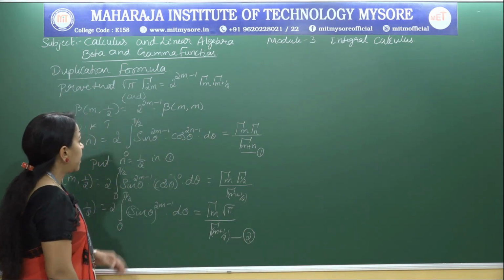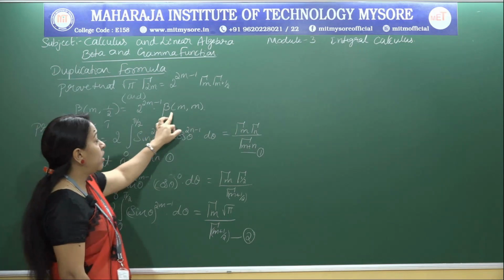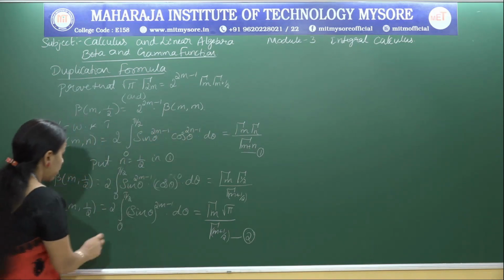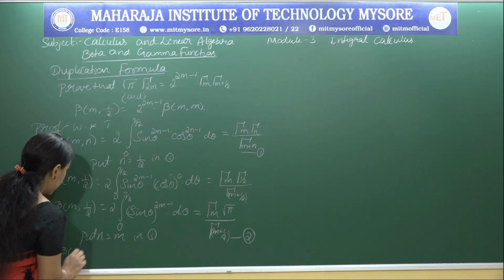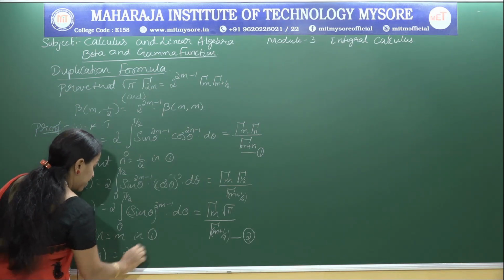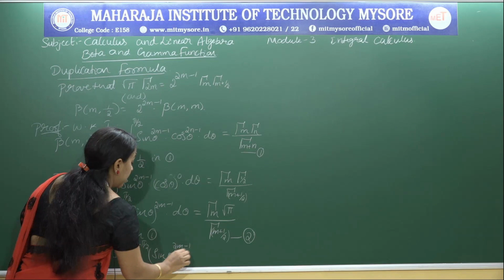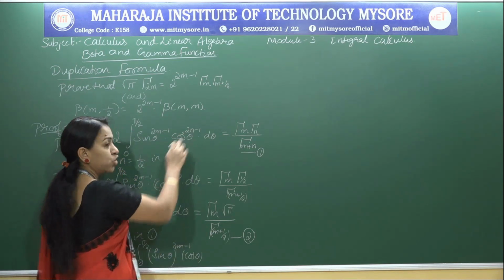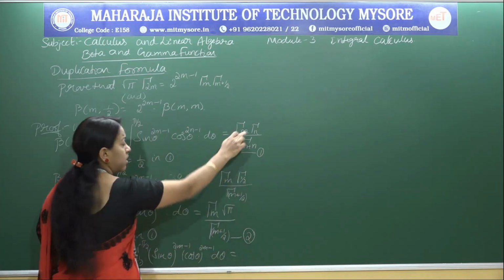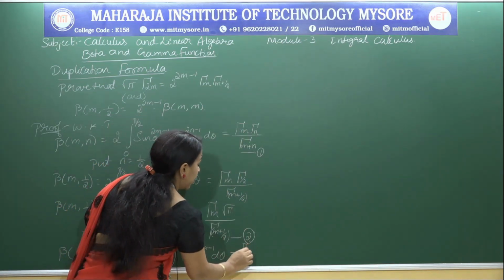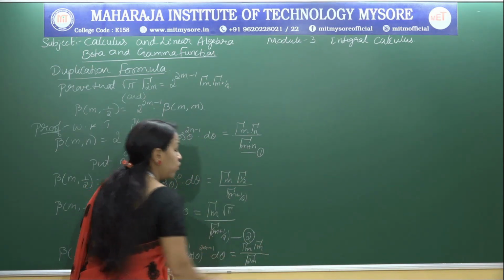Okay. Now to get the next part, I am going to replace n by m in equation 1. If I replace n by m in equation 1, I will get beta m comma m. So put n equal to m in equation 1. So that beta m comma m is 2 times integral 0 to pi by 2 sin theta to the power of 2m minus 1 into cos theta whole to the power of 2m minus 1 d theta, which is nothing but gamma m into gamma m divided by gamma m plus m, which is 2m.